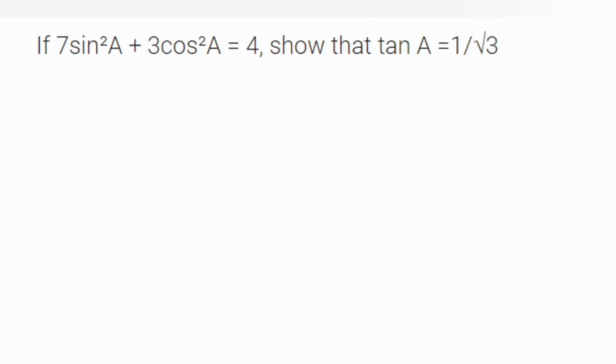Now in the next question we have: if 7 sin square A plus 3 cos square A is equal to 4, show that tan A is equal to 1 upon root 3. Again we're going to take the LHS part and show that tan A is equal to 1 upon root 3. Let's start. We'll take LHS and RHS both in this case. So 7 sin square A plus 3 cos square A is equal to 4. The only thing you should do is divide the entire equation by cos square A.